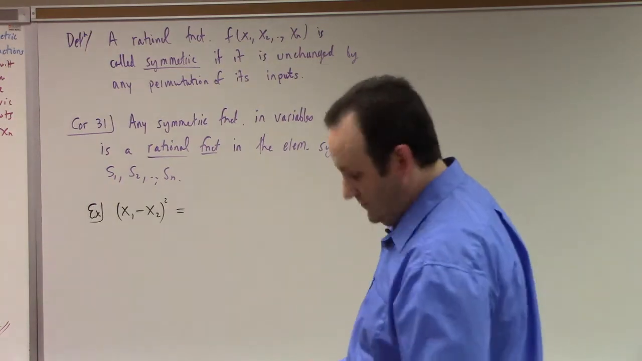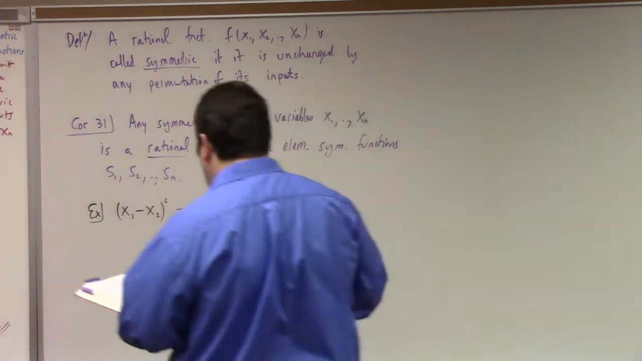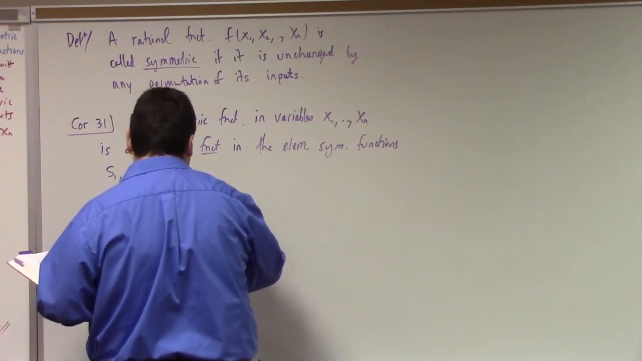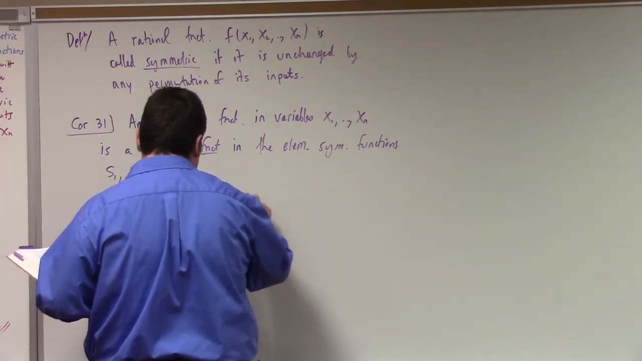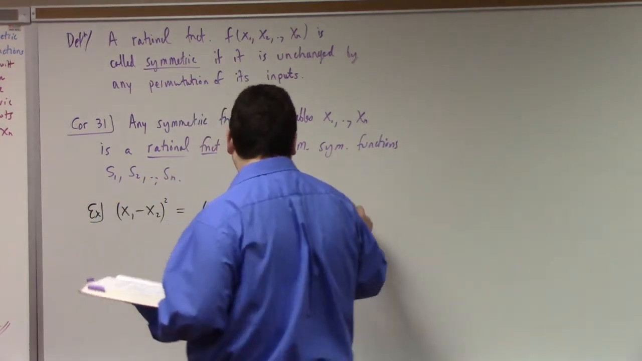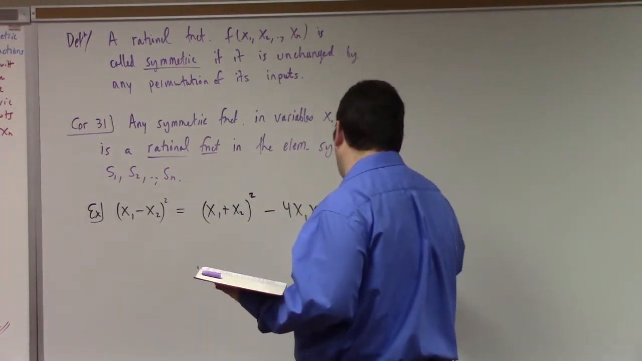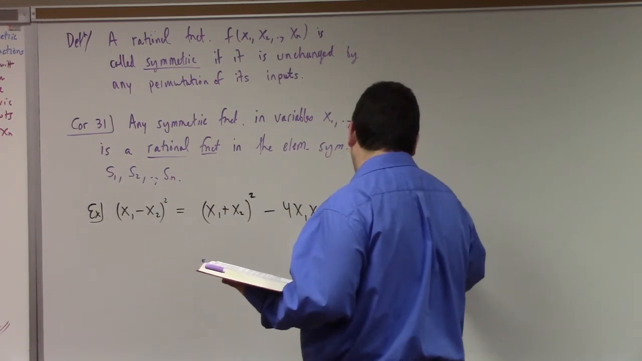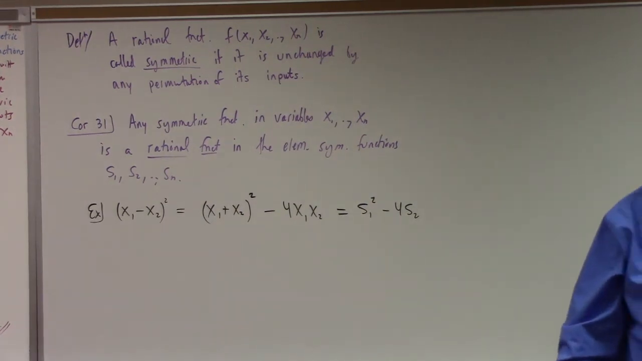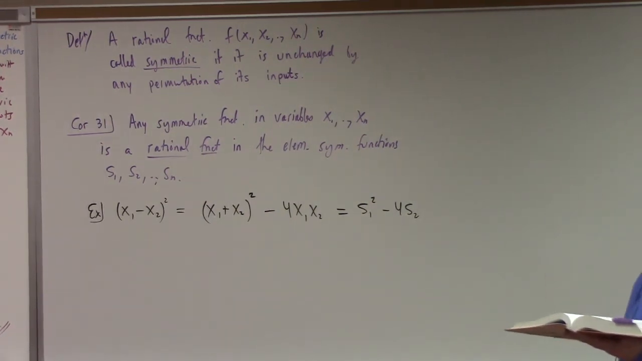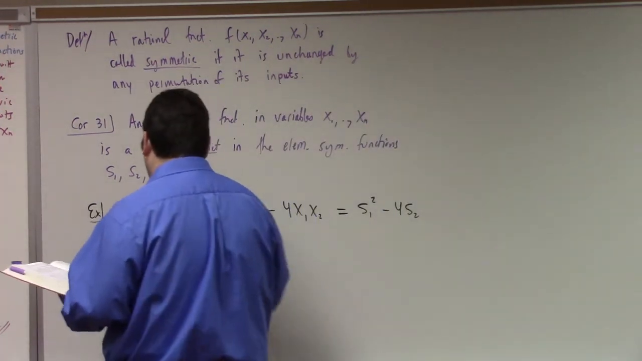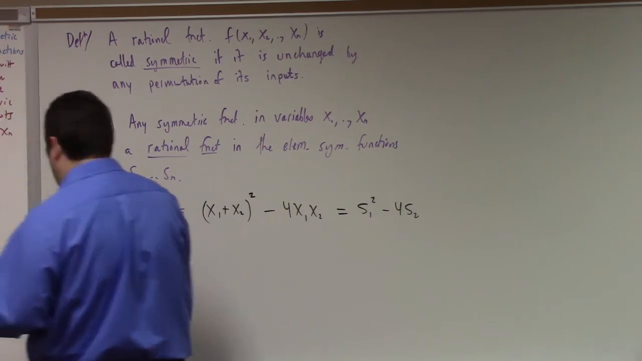Okay, so just enough so you understand what I just said. x1 minus x2 squared is equal to x1 plus x2 squared minus 4 times x1 x2, but that's s1 squared minus 4s2. So we start with a symmetric polynomial in x1 and x2, and in the end, we've got a polynomial in the symmetric functions. He actually has 2 other examples which you guys can look at, which are cool.